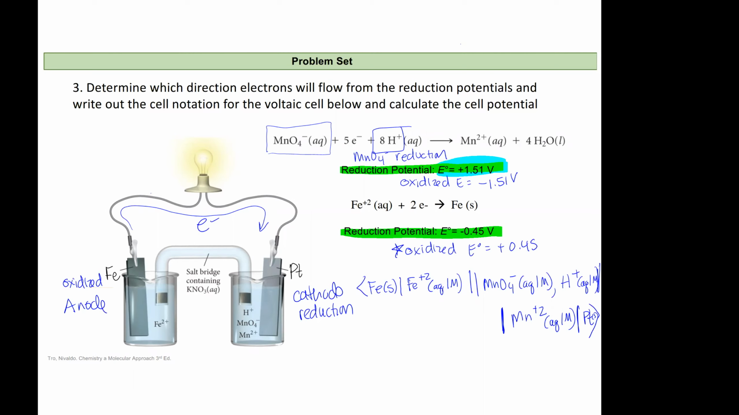So now that we have our cell notation for our voltaic cell, we kind of know what's happening. Let's calculate the cell potential. So we're going to have our cell potential equal the reduction potential of our cathode minus the reduction potential of our anode. Remember, these are reduction potentials I'm using, so I'm using the ones I pulled from the chart. That will be equal to 1.51 minus the negative 0.45, which is going to give me a total of 1.96.